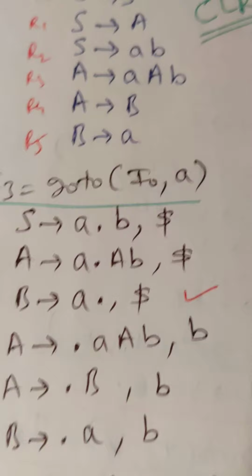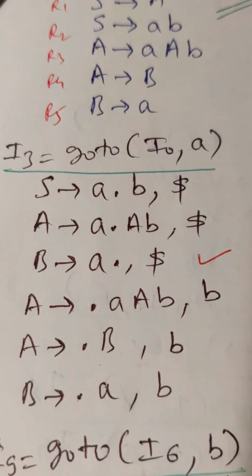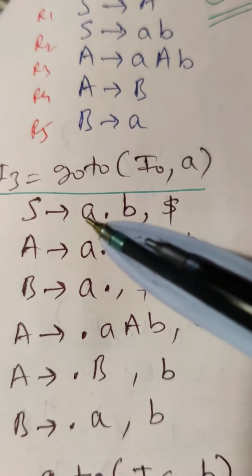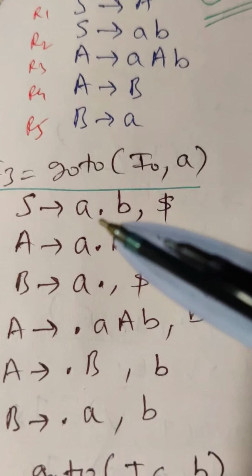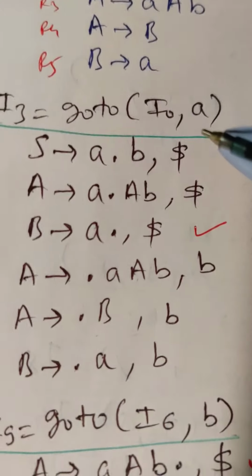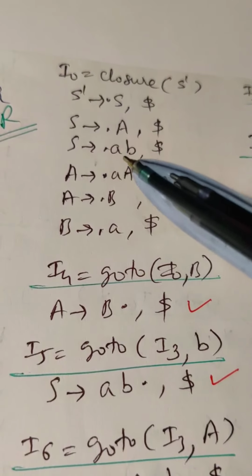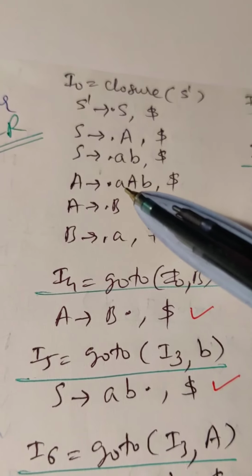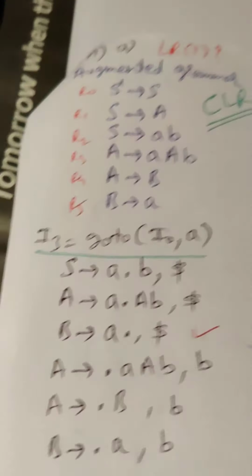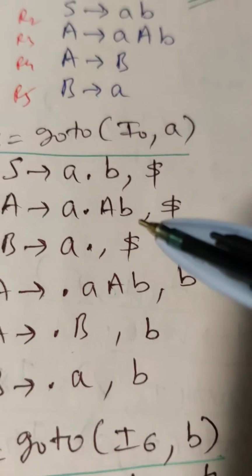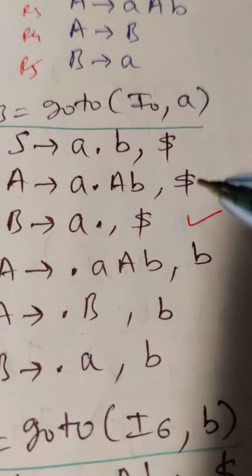So I3 is here now, go to of I0 comma small a. We just copy this rule as it is: S goes to A dot B along with the look ahead dollar. After this, there is one more dot A here, A goes to dot AAB, so we have to shift the dot here as well: A goes to A dot AB comma dollar. You have to copy it as it is.